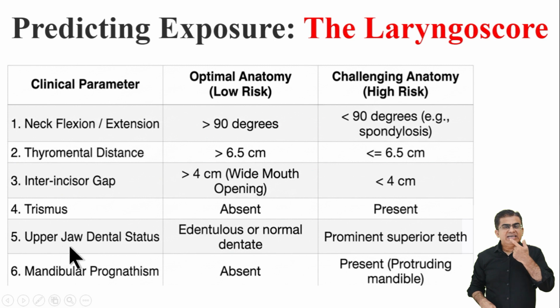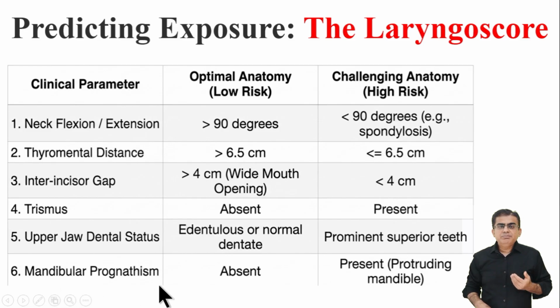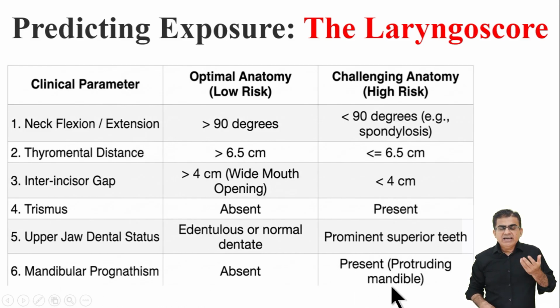Fifth is the upper jaw dental status. Prominent upper teeth act as a severe physical block. They push the scope down and completely ruin our direct line of sight. Sixth, mandibular prognathism. This simply means a protruding lower jaw. This also severely changes our entry angles and blocks our view.